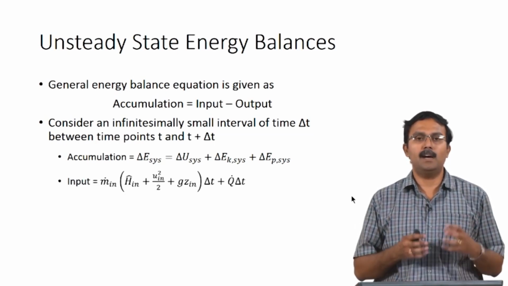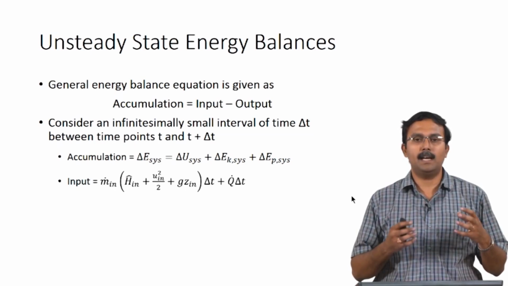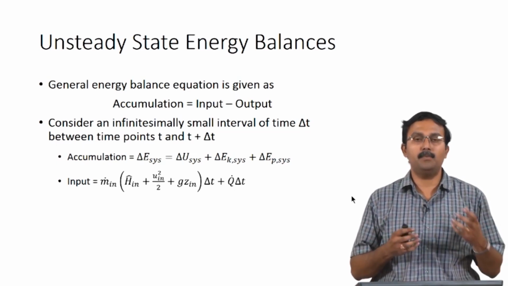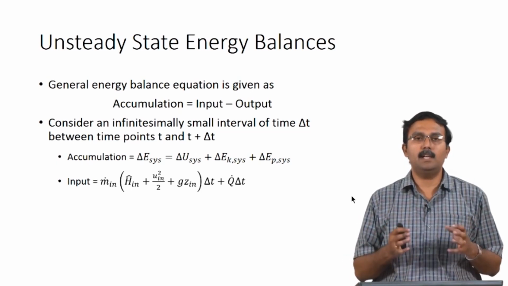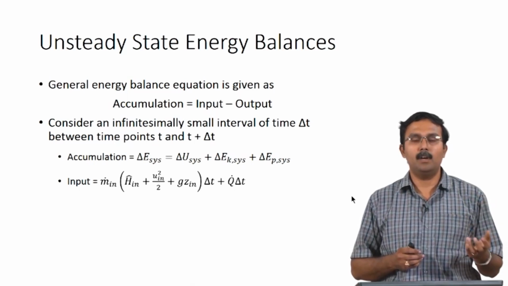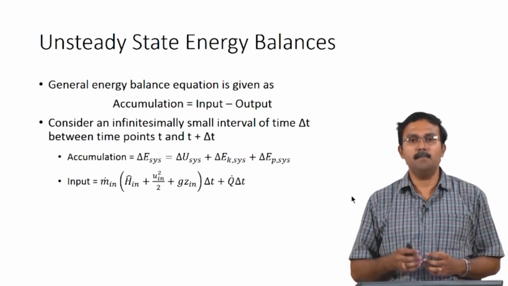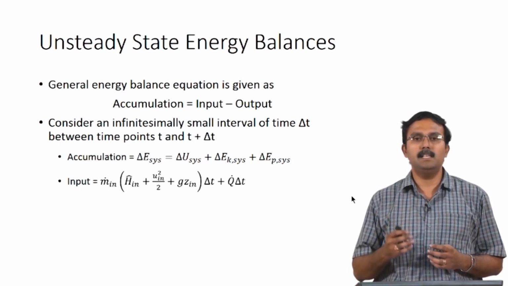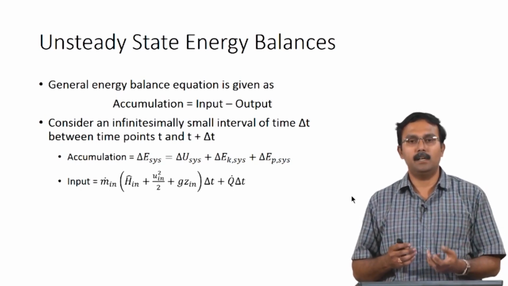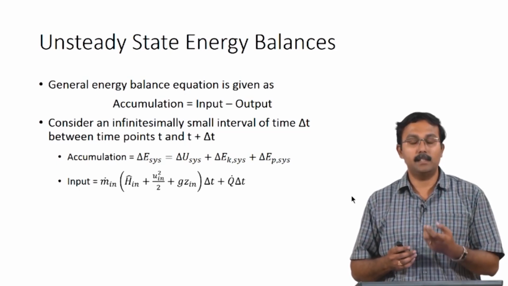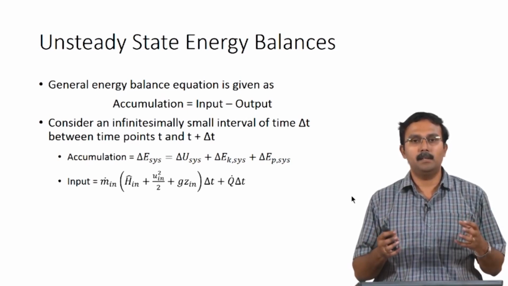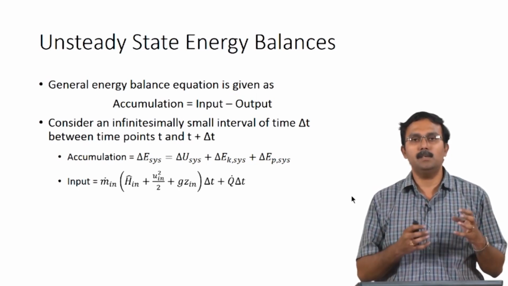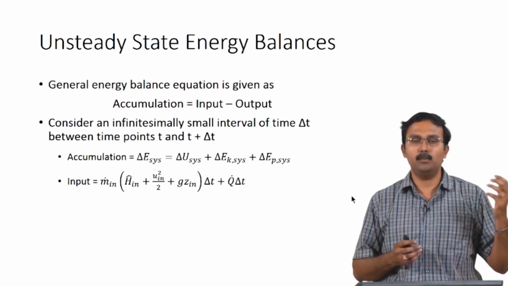The next term is the input term. The input streams can have energy. The rate of input of energy times delta t will give you the total energy input. That would be given as m dot in, which is the mass flow rate of the inlet stream, times h cap in plus u in squared divided by 2 plus g z in. This is the enthalpy, the kinetic energy and the potential energy of the inlet stream, and multiplying that with the mass flow rate gives you the total energy of the inlet stream, times delta t gives you the total energy which is entering into the system during the time period delta t through the streams which are flowing in.